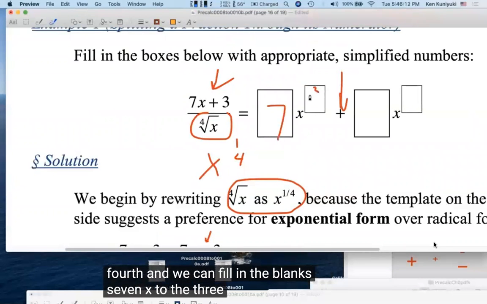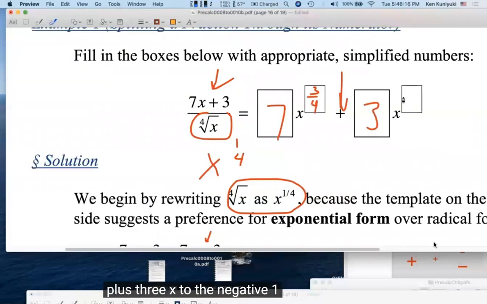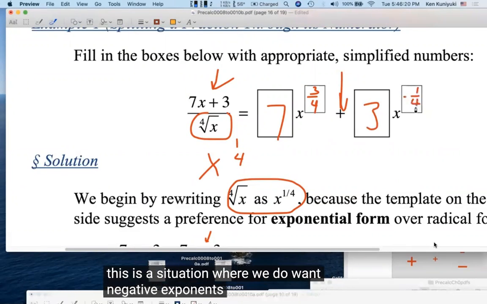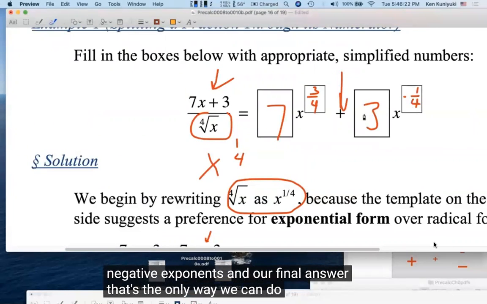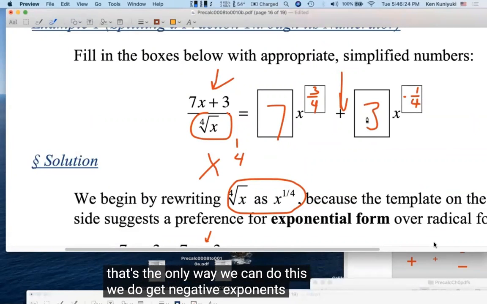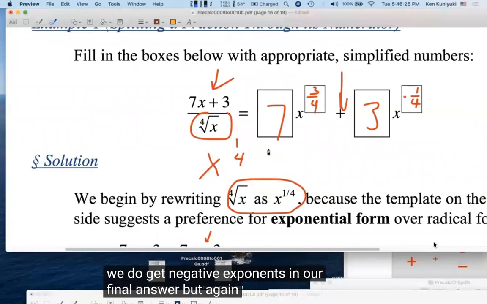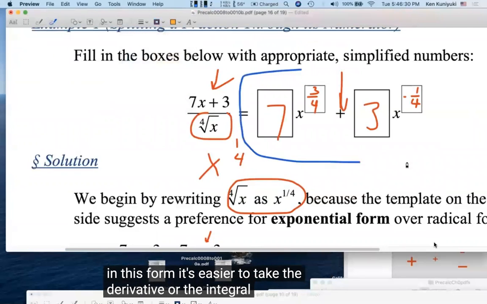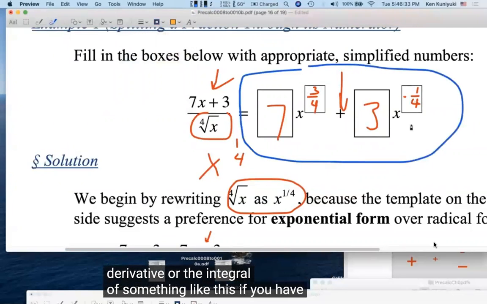7x to the 3/4 plus 3x to the negative 1/4. And this is a situation where we do want negative exponents in our final answer. That's the only way we can do this. We do get negative exponents in our final answer, but again, in this form, it's easier to take the derivative or the integral of something like this if you have this kind of format.